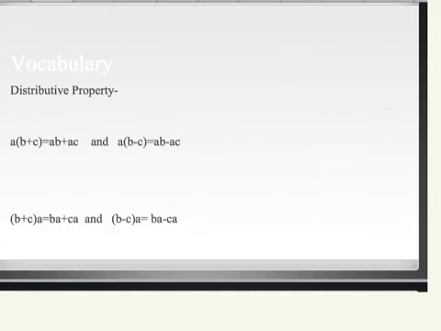All right. The distributive property is one of these things that we've talked about before, but when you see it written down in symbols, sometimes it's a little bit hard to unpack. So we're going to talk about that.